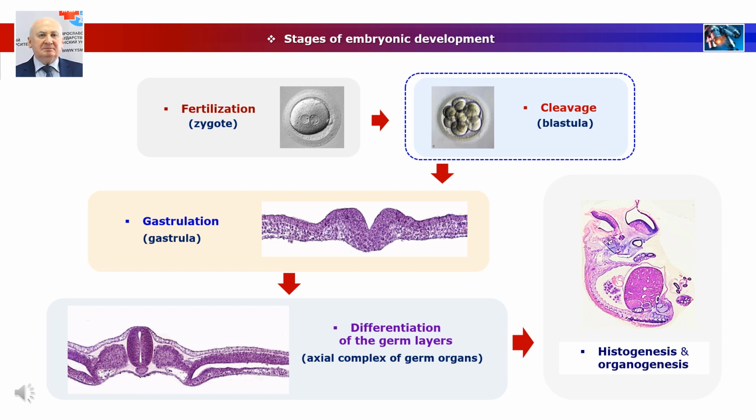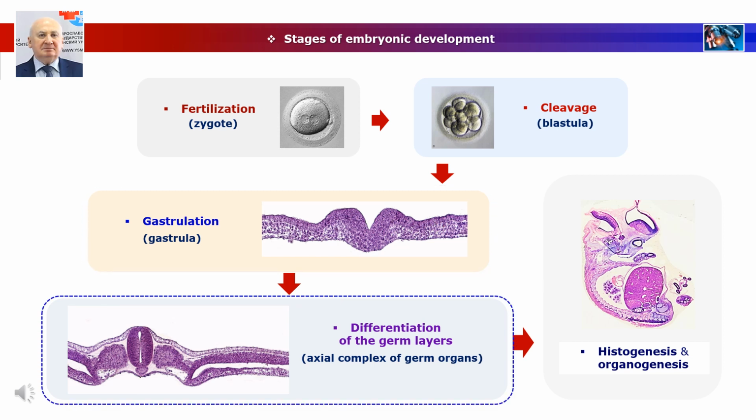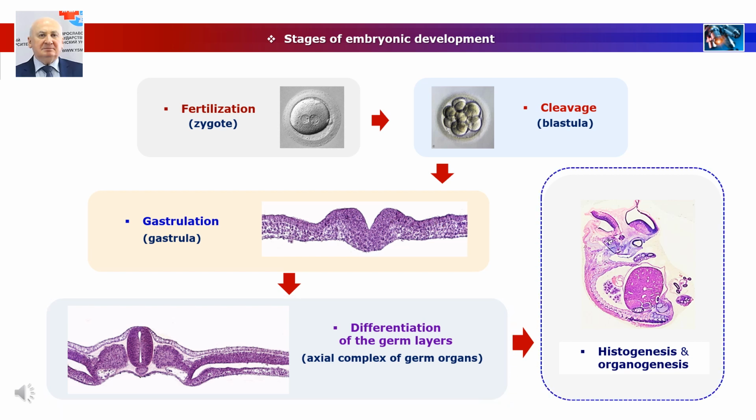After cleavage, gastrulation follows. Gastrulation is the stage in early embryonic development during which the blastula is reorganized into a three-layered embryo known as the gastrula. The result of the differentiation of the germ layers is the formation of the axial complex of germ organs. The first axial organs of the embryo are the notochord and the nervous tube. And the final stage of embryonic development is histogenesis and organogenesis. This period is characterized by active formation of definitive tissues and organs.